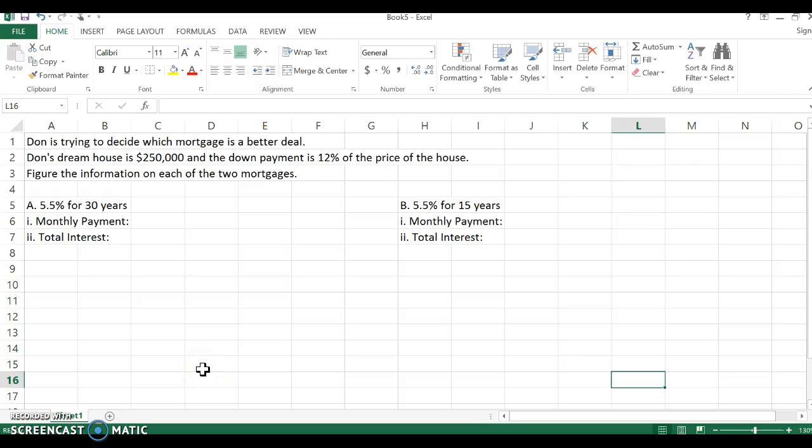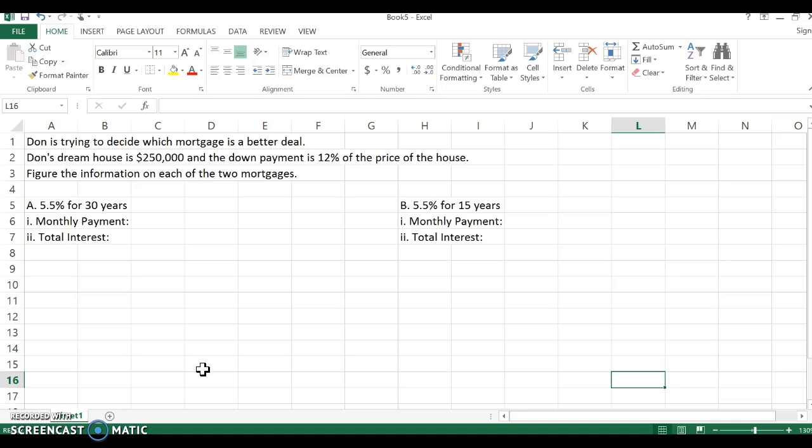Don is trying to decide which mortgage is a better deal. His dream house is $250,000 and the down payment is 12% of the price of the house. So we then are going to figure the information on each of the two mortgages, A and B. Mortgage A is 5.5% for 30 years and mortgage B is 5.5% for 15 years.